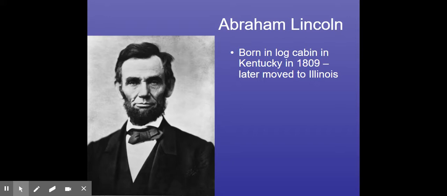Now, what's interesting is Kentucky is a border state. Kentucky had slavery. Okay. Now, Lincoln and his family, they move a couple places. He moves out of Kentucky, he moves to Indiana, and then eventually is in Illinois. And of course, Illinois is a free state.